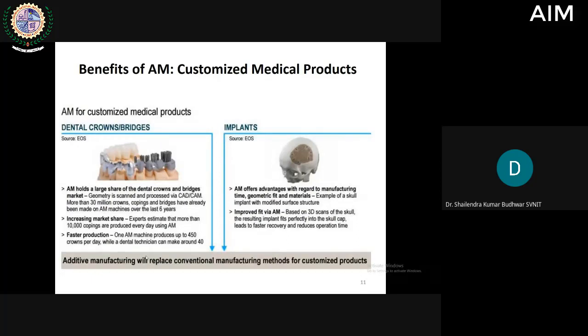One AM machine produces up to 450 crowns per day, while a dental technician can make around 40. When it is made by using the conventional technique, only 40 crowns can be made by one dental technician, and that technician should be highly skilled. While in case of additive manufacturing, no such skilled technician is required, and one machine can fabricate 400 crowns per day. Similarly, you can take the example of implants. Implants are highly customized, so these can be fabricated by using additive manufacturing technique.